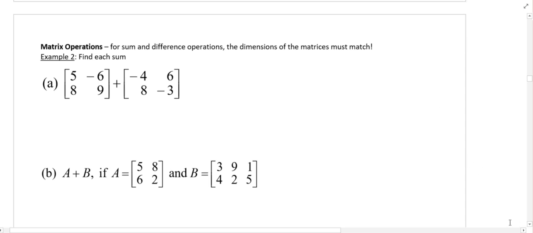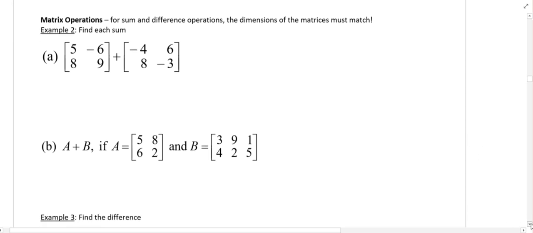Matrix operations. So in order to find the sum or difference, the dimensions of the matrices have to match first. So that is the first thing you're going to look at is, are these the same? Okay, so this is a 2 by 2 and a 2 by 2. So we can go ahead and do that. And then you're just adding the corresponding values.